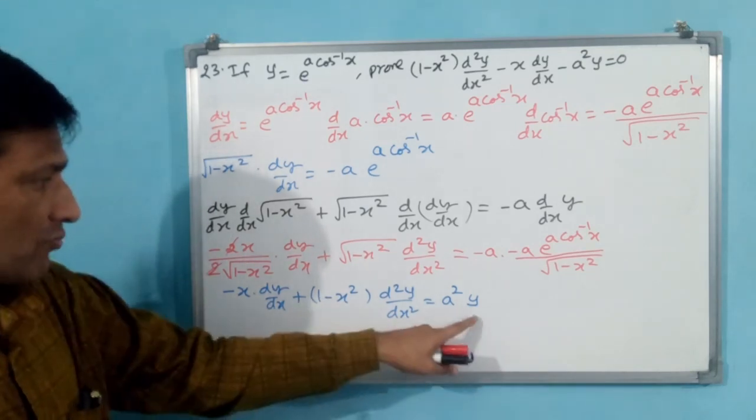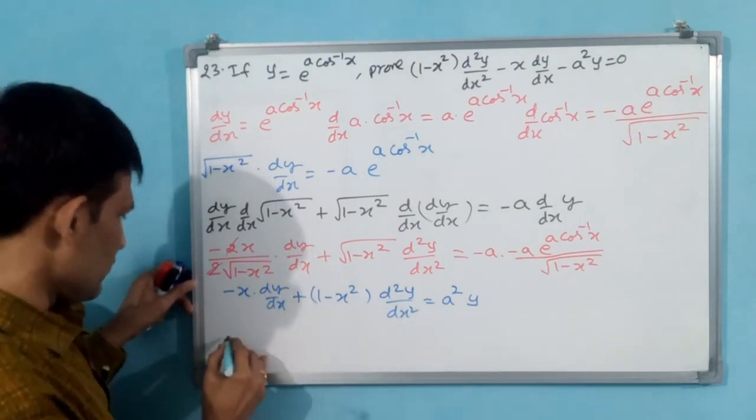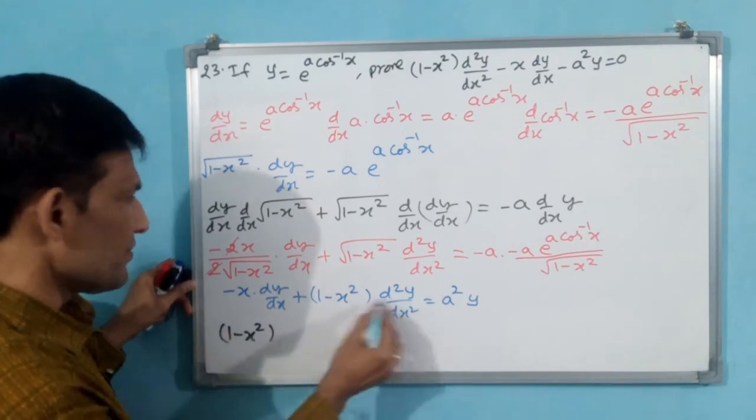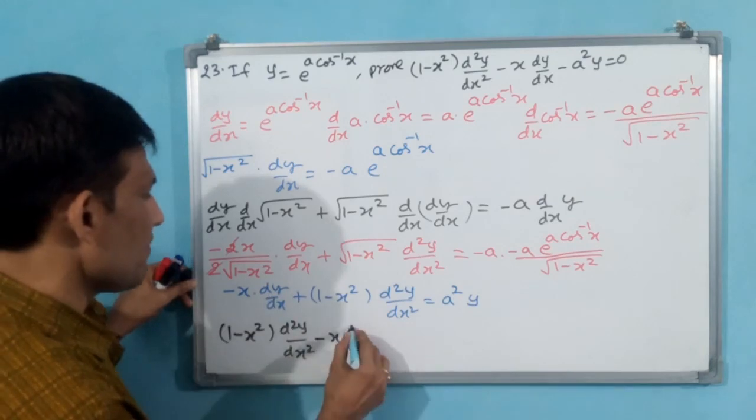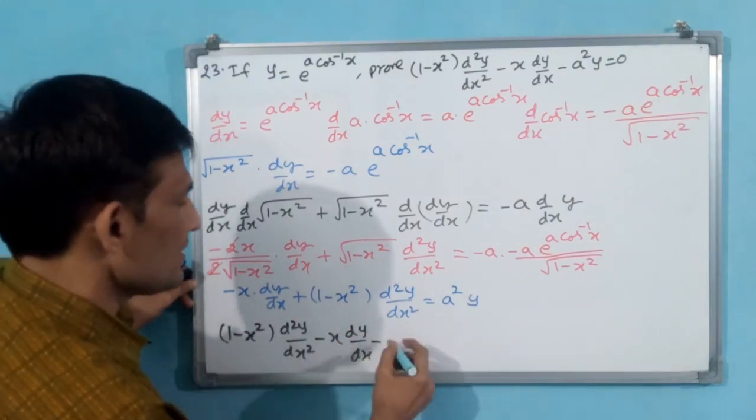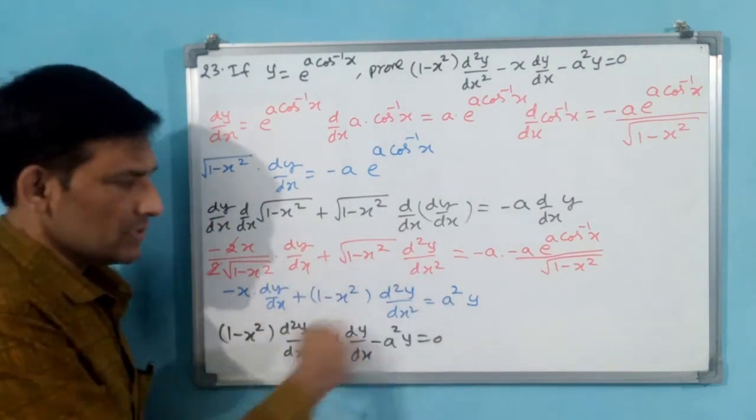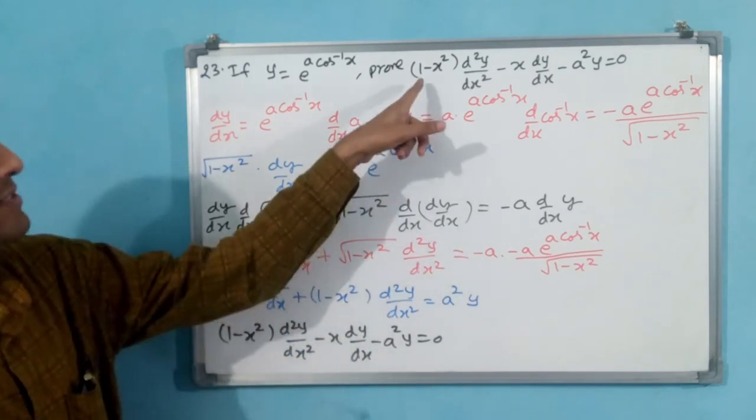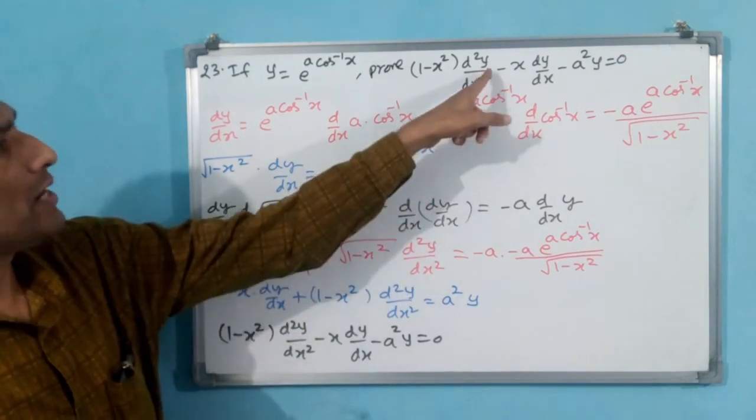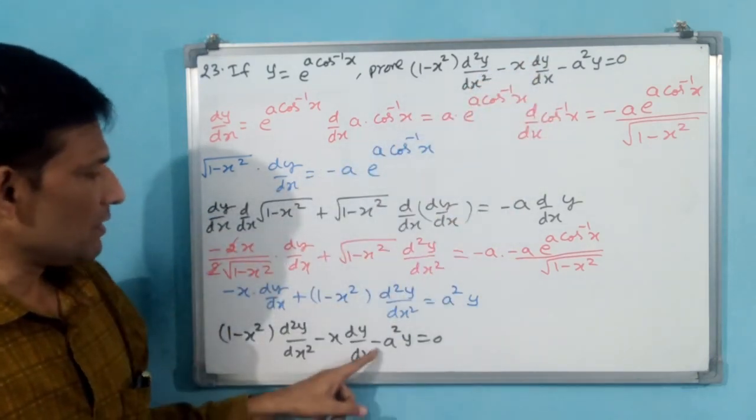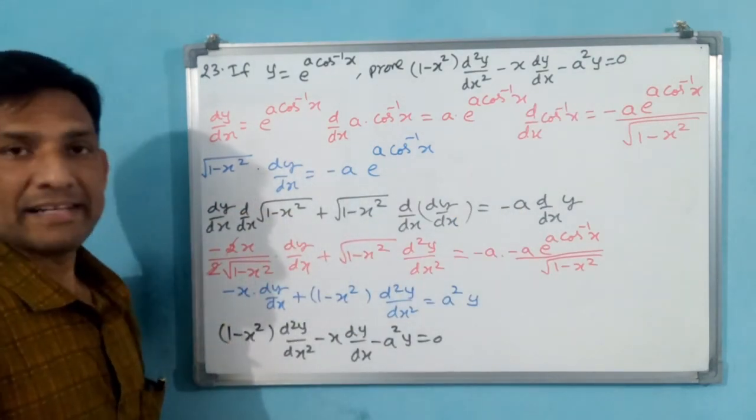Now you see, a square y also I am sending this side, and whatever the plus item is there, that I am writing first. You see what I am writing? 1 minus x square into d square y by dx square minus x dy by dx minus, this minus, it is going to become a square y is equal to 0. Is it correct? First you see, according to this, correct. Then you see what is asked us to prove: 1 minus x square into d square y by dx square minus x dy by dx minus a square y is equal to 0. This is the answer, final answer.